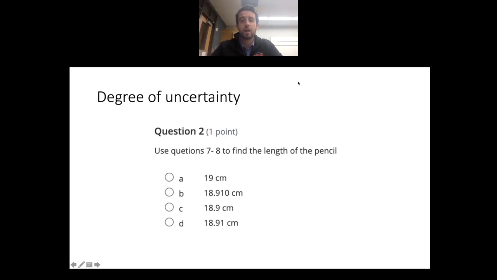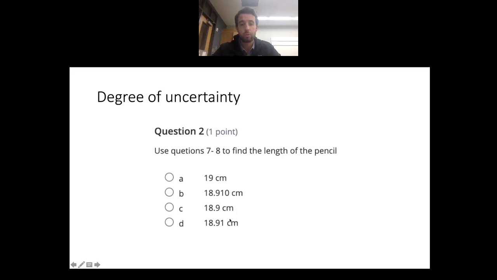Hey guys, today we're going to talk really quickly about something that I know has been confusing for you guys. We're going to talk about degree of uncertainty. So here's what this is going to look like. You're going to get a question like this. This question is from lab 1.2, and it says, using questions 7 and 8, find the length of the pencil.